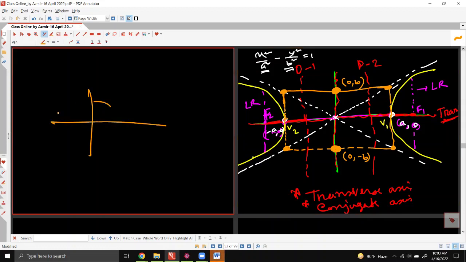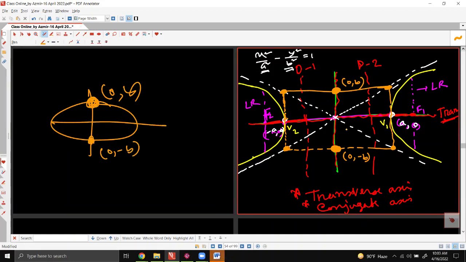So for ellipse, we can easily understand that 0 comma b and 0 comma minus b are here and here. But for hyperbola, we have to think about asymptote at first, and then we can find the distance b. So 0 comma b, 0 comma minus b. So only v1 and v2 will be the vertices this time, because this point and this point are not the vertices, because these are not on the hyperbolas.